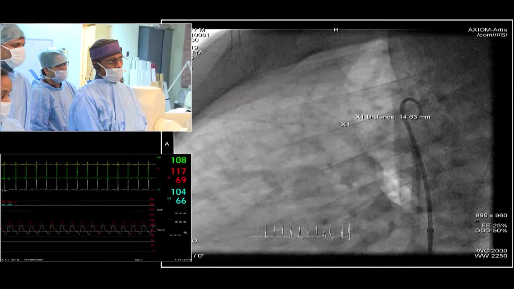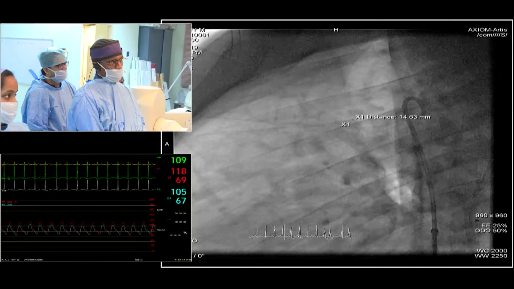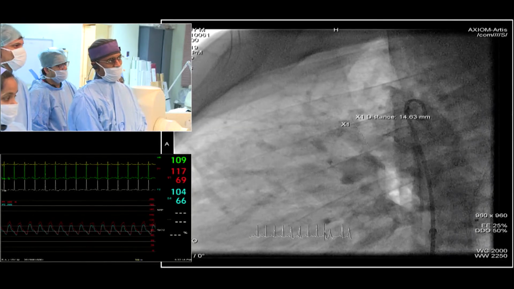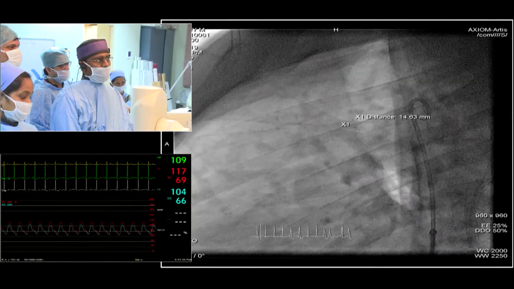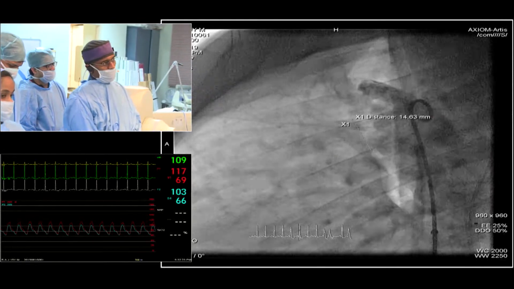Right to left shunt, but you have left to right shunt. This is important. Yes. It's a smooth one. Okay. But do you size the duct now or not?